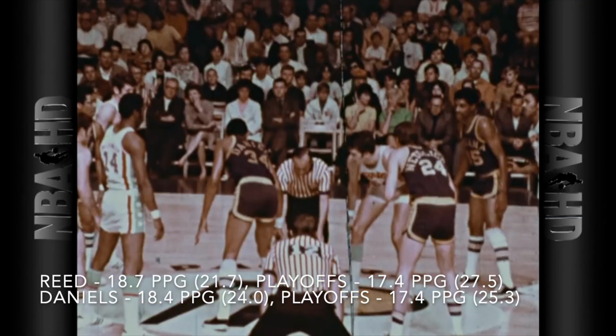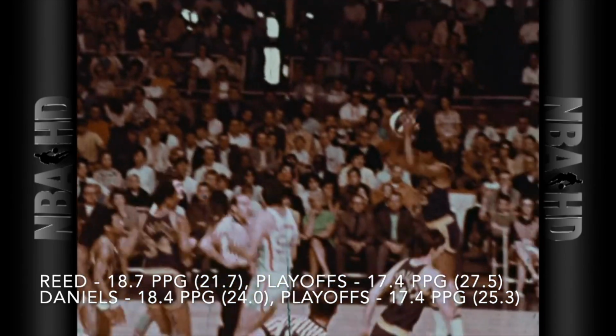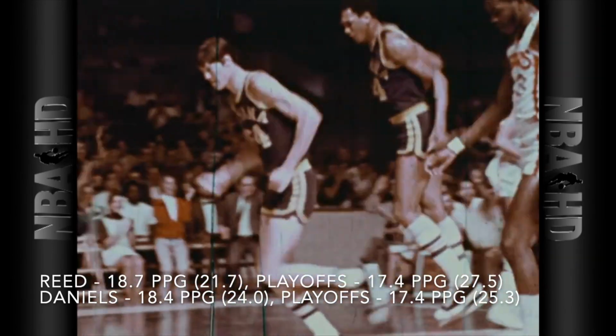In the scoring category, neither player was a particularly gifted scorer, and their scoring averages are very close, with Willis Reed averaging 18.7 points per game for his career, peaking at 21.7 in 1970, and 17.4 points per game in the playoffs, peaking at 27.5 in 1967. Mel Daniels averaged 18.4 points per game for his career, peaking at 24 per game in 1969, and 17.4 points per game in the playoffs, peaking at 25.3 in 1968.